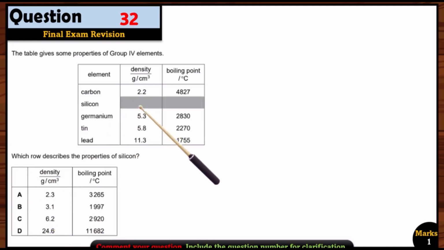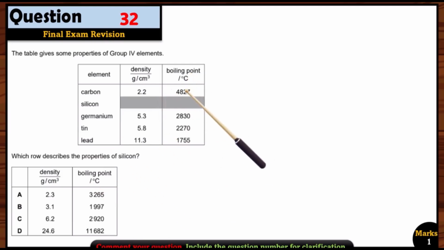So it means the value of the density should be higher than 2.2, but it should be less than 5.3. So it can be 2.3 or 3.1. Okay, any option can be right. Now let's see whether A or B can be right.